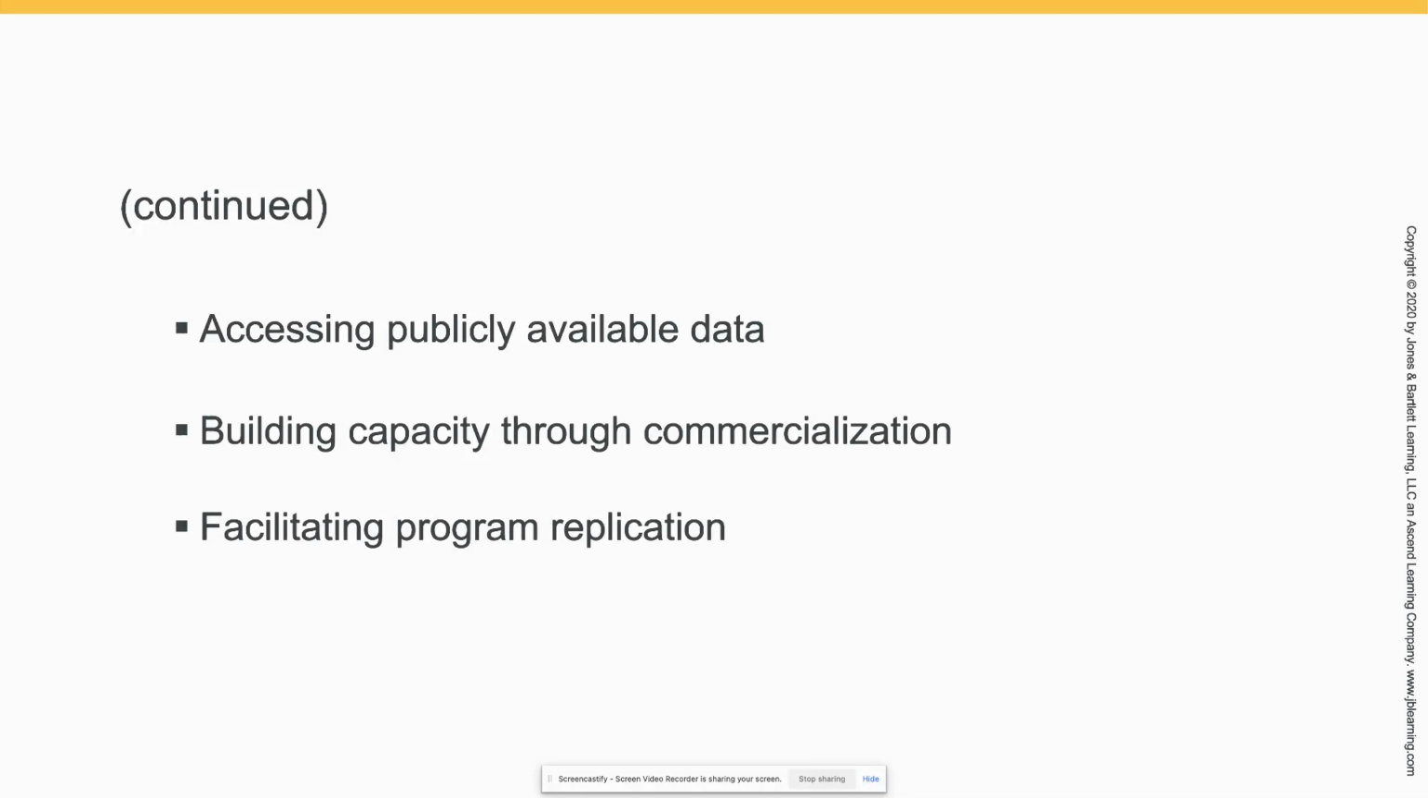Balancing that, facilitating the program replication. How do you balance what the public needs with the interests of the program developers? Make sure that there's not a disconnect between what the population needs and what the program developers might want in terms of collecting data, if that makes sense. There needs to be a give and take there.